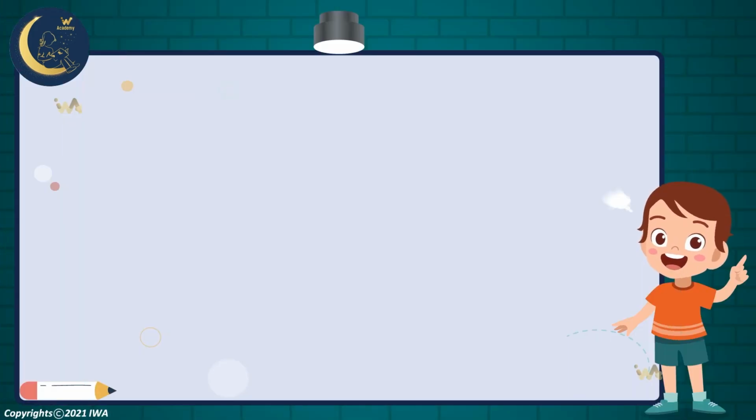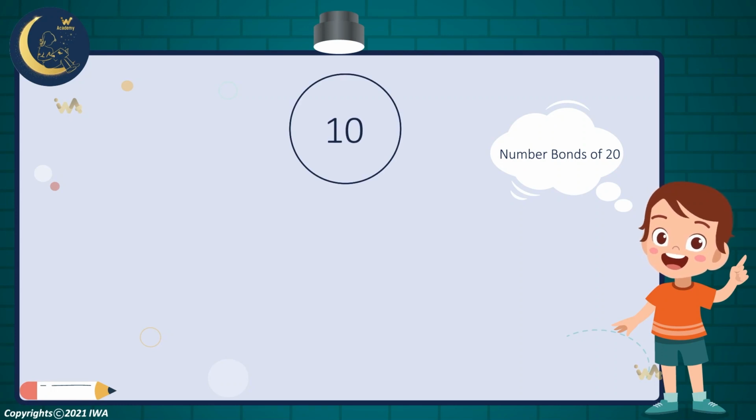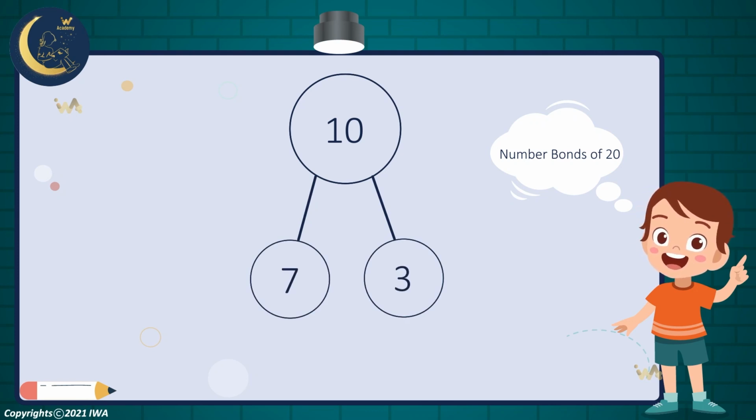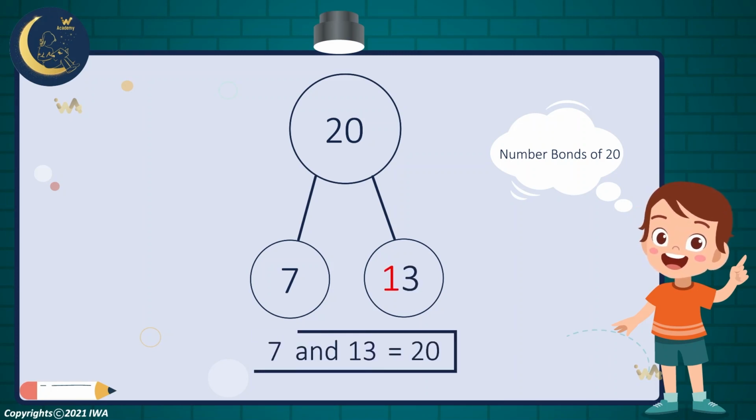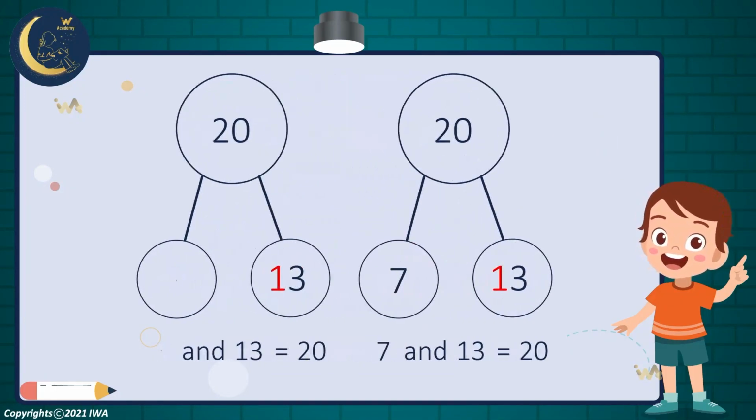Now, my friends, let's see what the number bonds of 20 are. In order to find the number bonds of 20, we will need one of the number bonds of 10. Look at this, friends. The number 10 is made up of 7 and 3. Since we have a 10 here and we want to get the number bonds of 20, we place the number 20 here. Then we pick one of the components of the number 20 and add a 10 to it. So we get the number bonds of 20 as 7 and 13. Or we can add 10 here to get 17 and 3 as the number bonds of 20.